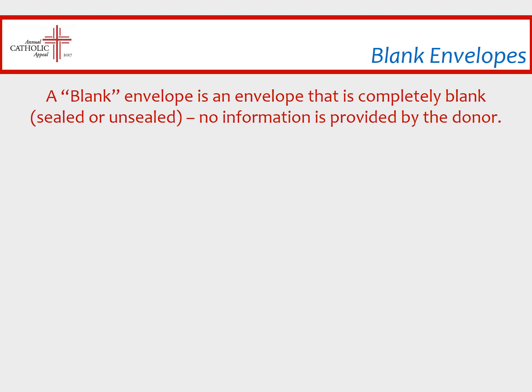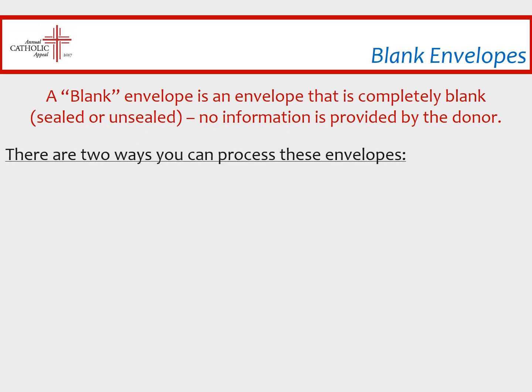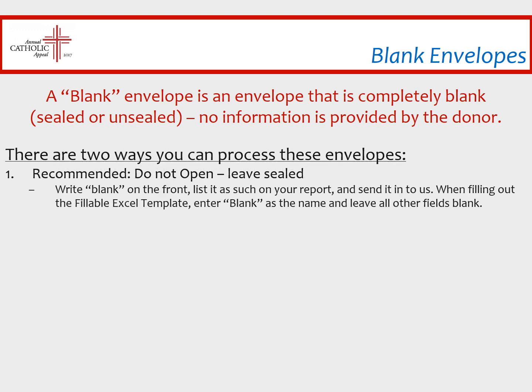Blank envelopes. A blank envelope is an envelope that is completely blank, sealed or unsealed. No information is provided by the donor. There are two ways you can process these envelopes. The first way is recommended. Do not open, leave them sealed. Write blank on the front, list it as such on your report, and send it in to us. When filling out the fillable Excel template, enter blank as the name and leave all the other fields blank.